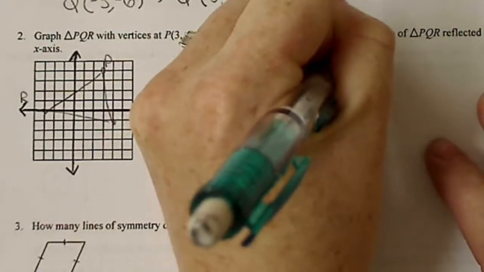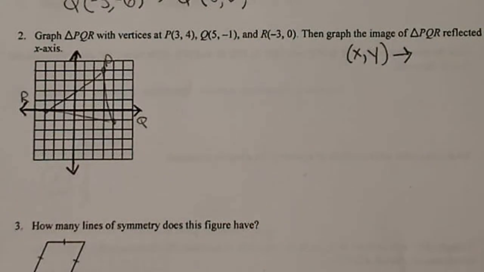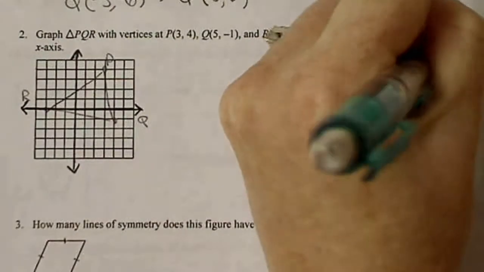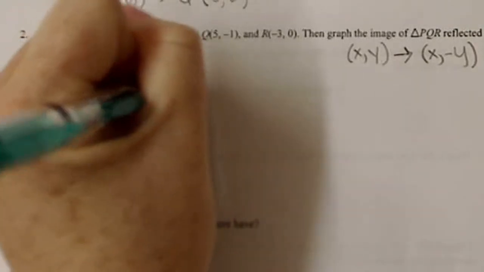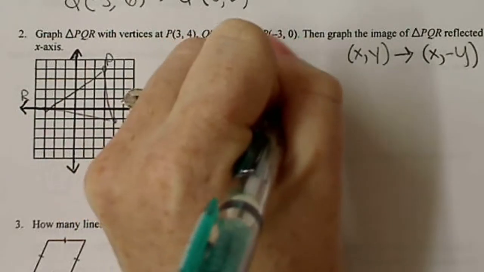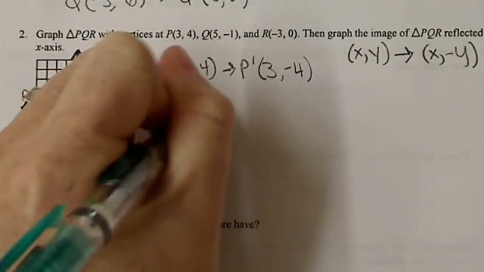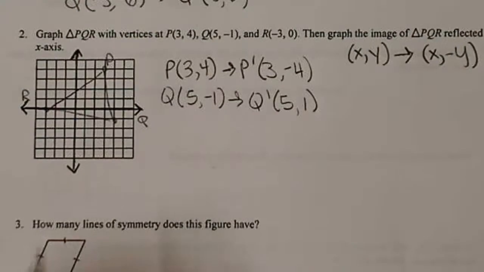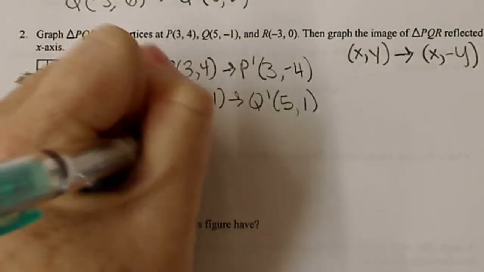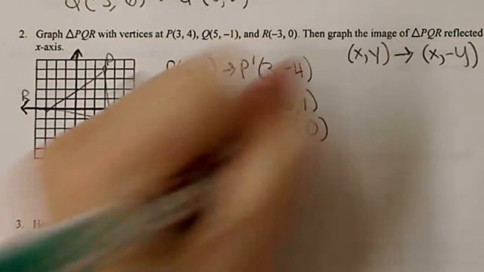So our rule says that your x, y, when you reflect it about x, the y changes. So the x stays the same, but the y changes. So P was 3, 4 becomes 3, negative 4. Q, which was 5, negative 1, becomes 5, positive 1. And R, which was negative 3, 0, well, that's going to stay the same because 0 is not positive or negative.